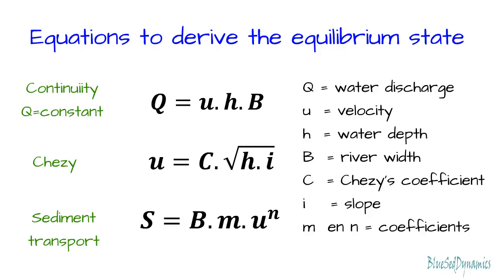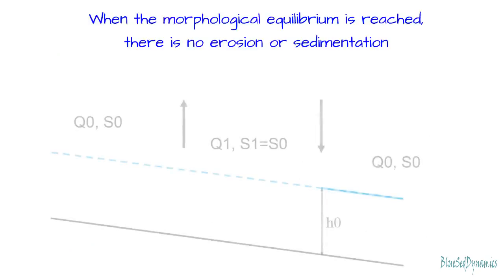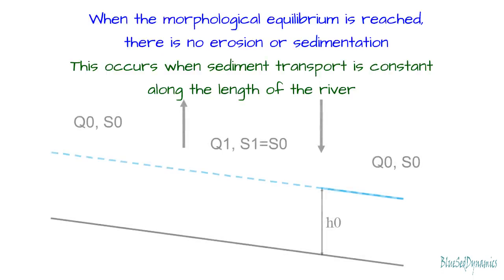When the new equilibrium is reached, the bed level is stable, no erosion or sedimentation takes place. This happens when sediment transport is constant along the length of the river. In other words, the sediment transport in the main channel in the reach of the intervention that we call S1 is equal to the sediment transport upstream or downstream S0.